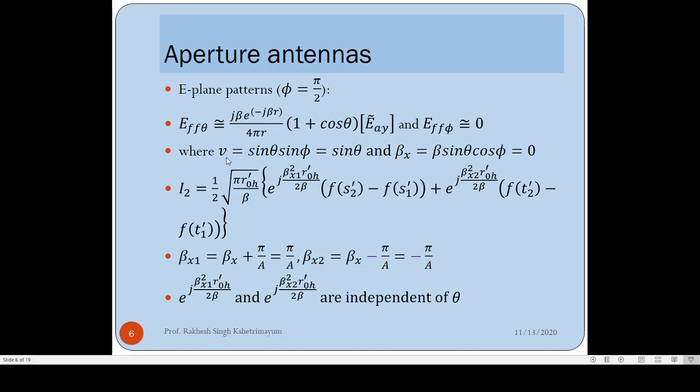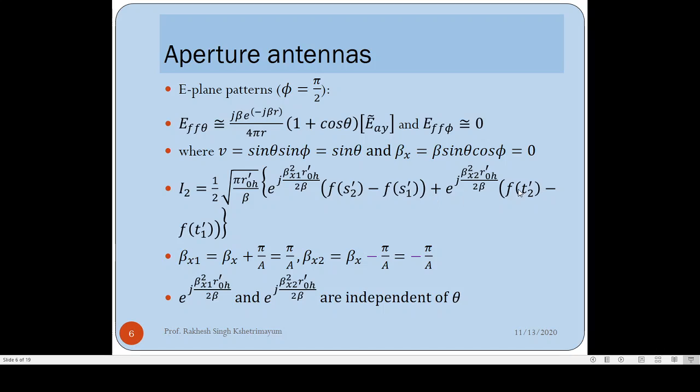Substituting the variable mu equal to sine theta sine phi, sine of pi by 2 is 1, so it becomes sine theta. Beta x becomes 0, because cos of pi by 2 is 0. In that case, what you can observe is that beta x1, which is beta x plus pi by a, becomes simply pi by a. Beta x2, which is beta x minus pi by a, is equal to minus pi by a. So now you can observe that this exponential term here and this exponential term here are independent of theta.